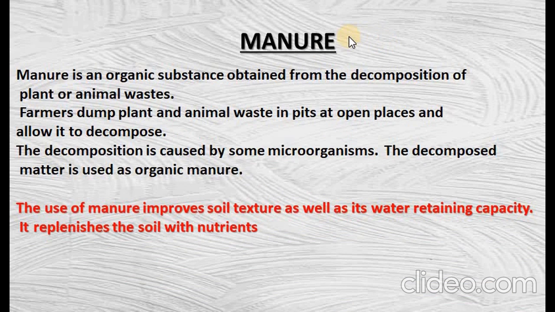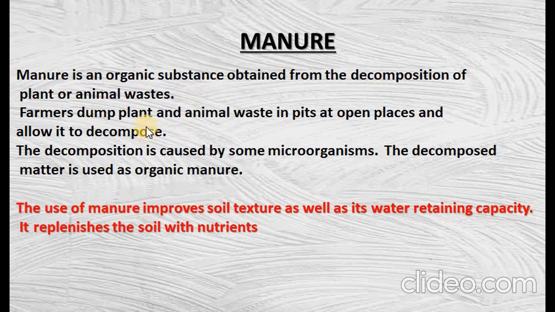Manure. So what is manure? Manure is an organic substance obtained from the decomposition of plant or animal waste. So what happens if we throw vegetable waste into the garden? After a few days, the microbes present in the soil would completely decompose them into humus. This decomposed vegetable waste is known as manure.